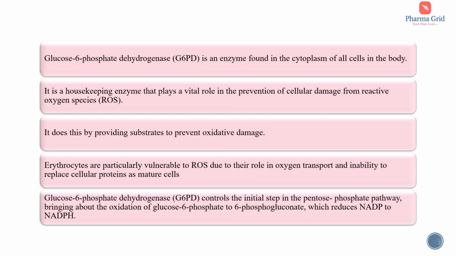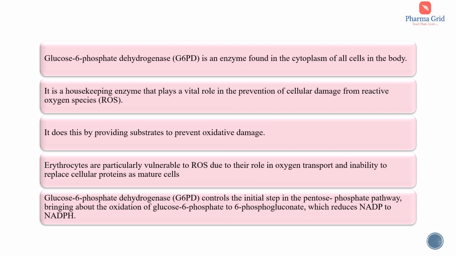Glucose 6-phosphate dehydrogenase is an enzyme found in the cytoplasm of all cells in the body. It is a housekeeping enzyme that plays a vital role in the prevention of cellular damage from reactive oxygen species. That is, the main function of this G6PD is to protect the cells from reactive oxygen species. It does this by providing substrates to prevent oxidative damage.